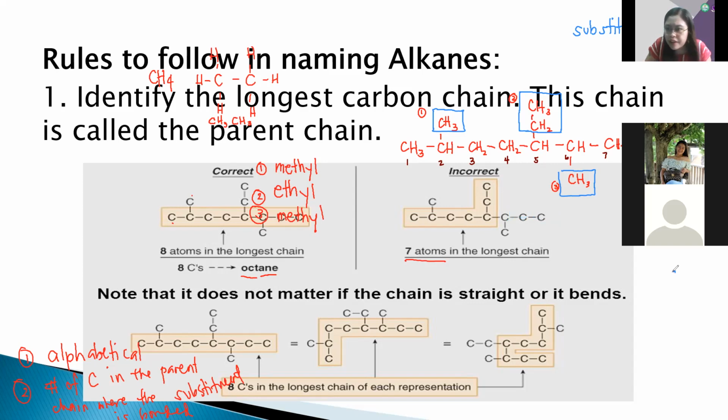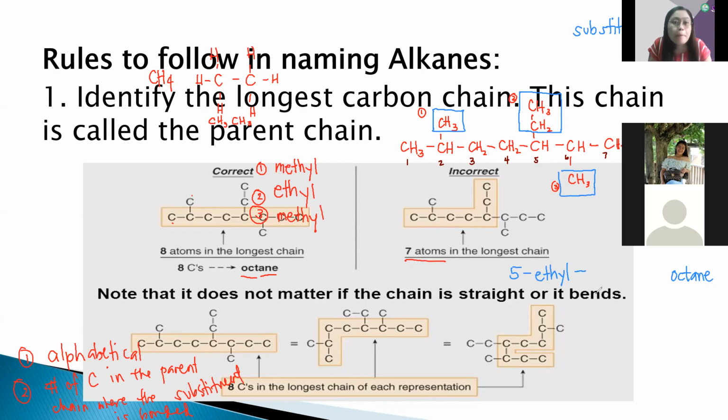So we have again the octane here as the parent chain. And then again, the ethyl is found on carbon number 5. So I'll write here 5-ethyl. Okay? 5-ethyl. Yung 5 is, kasi si ethyl is found on carbon number 5. Okay? Tapos dash ka na naman. That's how we really name our organic compounds.